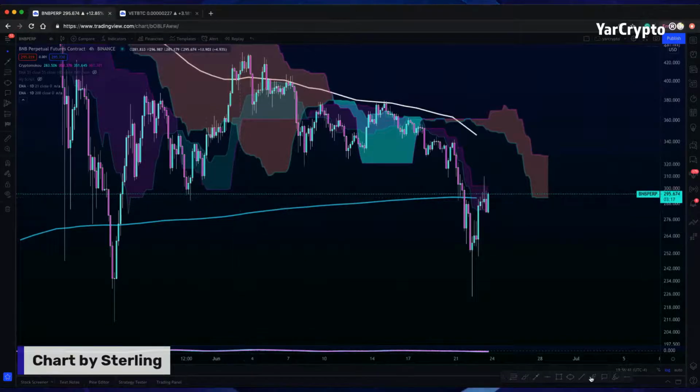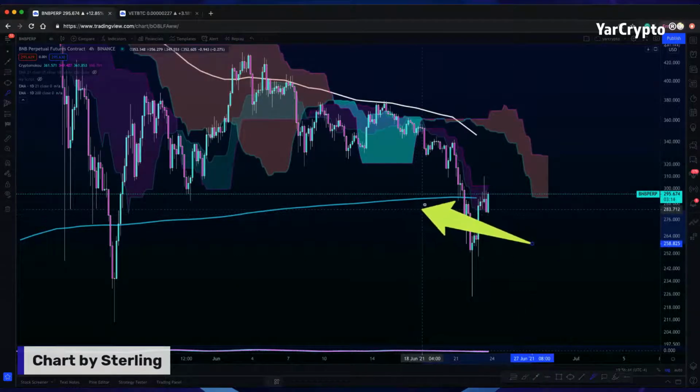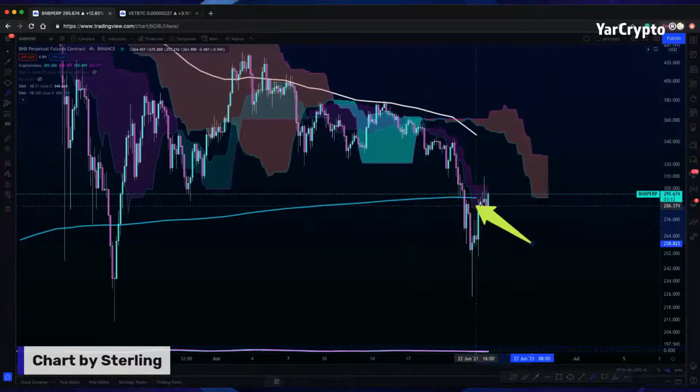This teal ribbon right here is the 200 daily EMA ribbon, and we broke through it today on a few of these candles. We saw some rejection on this 4-hour candle about 8 hours ago, we didn't breach through it, but on this candle we were able to breach through it. So it's looking pretty nice right now.